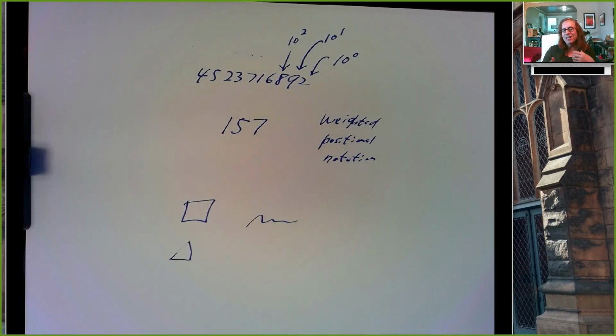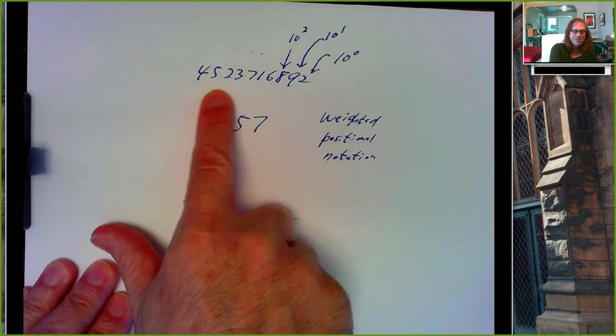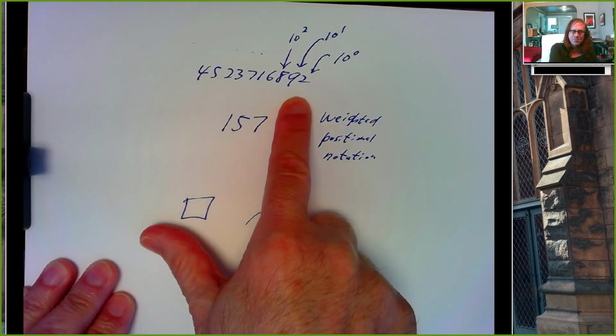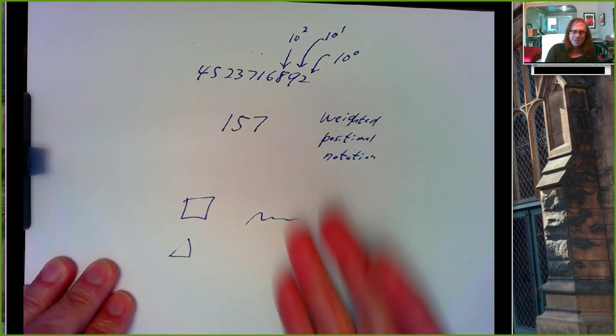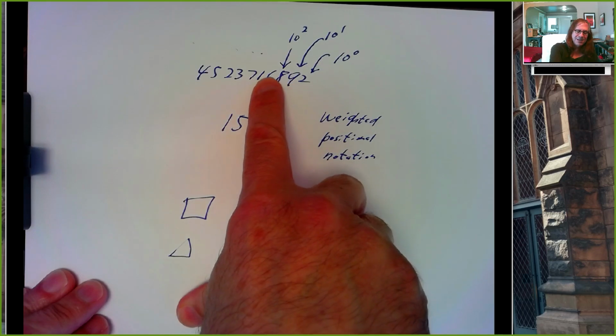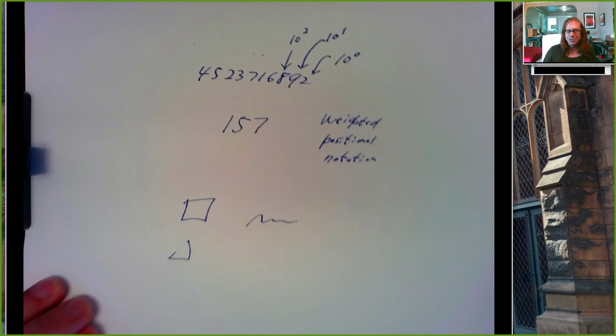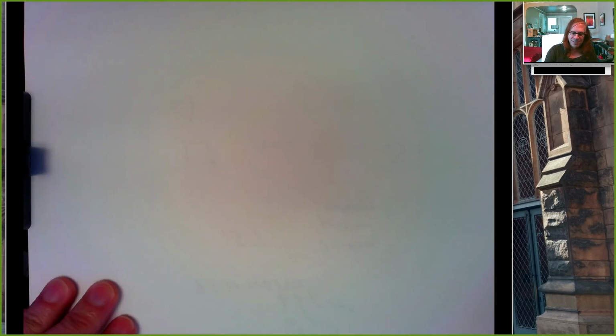We have a methodology for writing down a collection of symbols, and that's all these are. These are symbols to represent numbers. And so we use this weighted positional notation. This is the units, the tens, the hundreds, the thousands, the 10,000s, the millions, and so on. That's exactly what we do in binary, except that our positions have different weights.